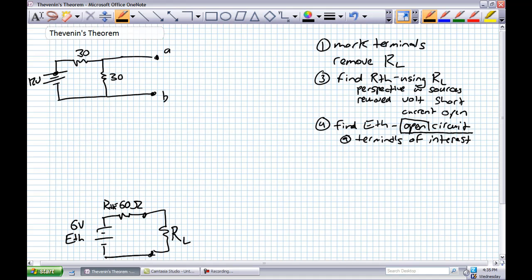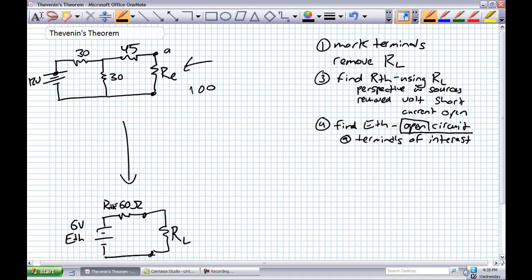Skin the cat. Okay, so we've simplified that network into a single voltage source in series with a single resistance. Substantially easier, again, to perform calculations on that than this guy up here for various combinations of load resistance. Go ahead and try it.